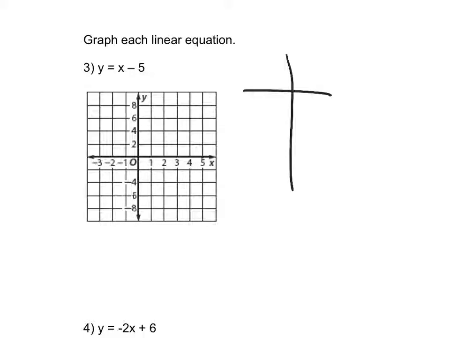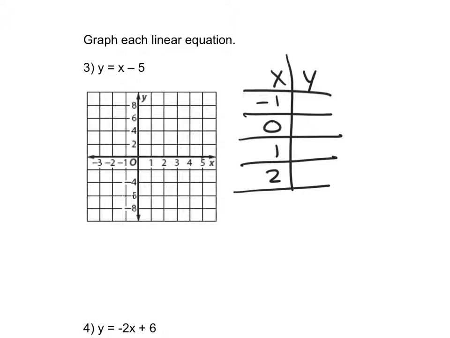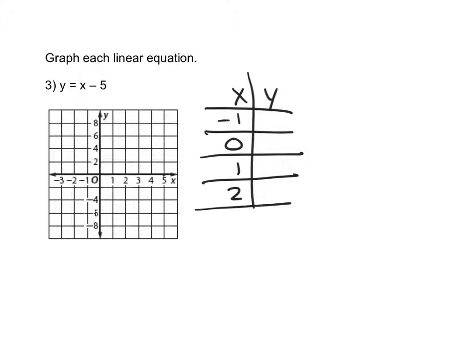So we're going to make our own XY chart, and on every chart, we're going to do negative 1, 0, 1, 2. We're going to input these values into the equation. If I input negative 1 into this equation, negative 1 minus 5 equals negative 6. So if I input negative 1, I output negative 6, right? Gage, are you writing down?